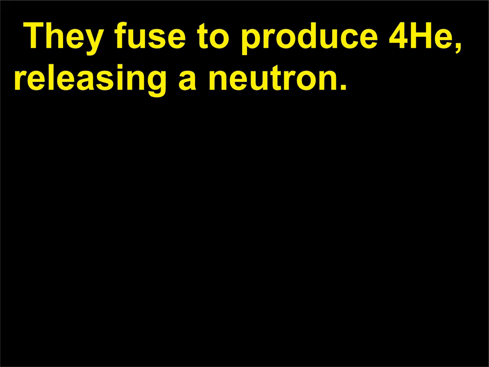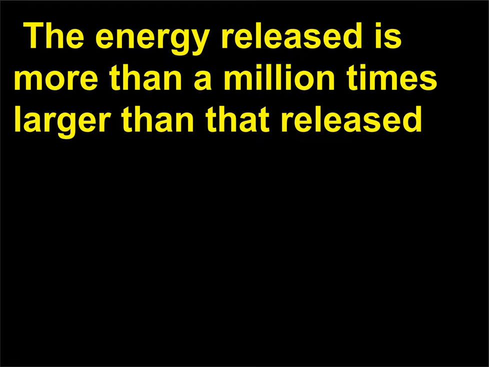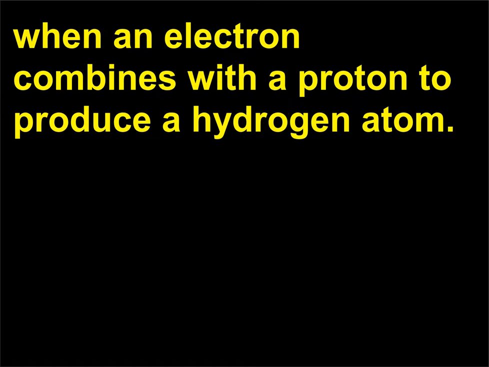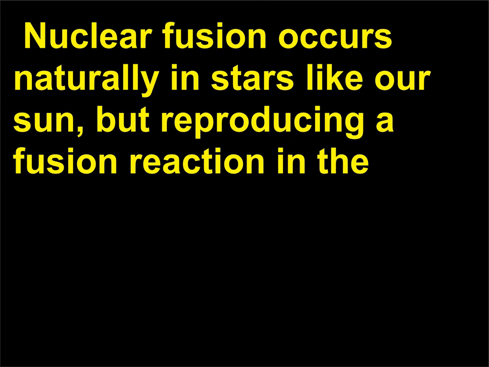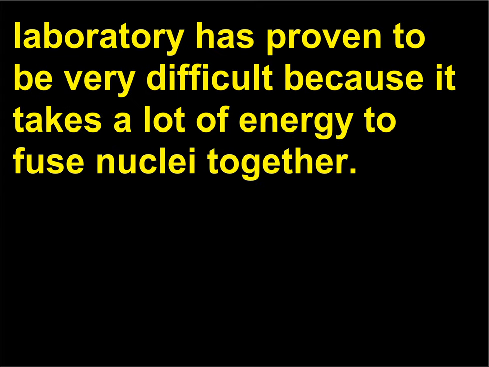They fuse to produce 4He, releasing a neutron. The energy released is more than a million times larger than that released when an electron combines with a proton to produce a hydrogen atom. Nuclear fusion occurs naturally in stars like our Sun, but reproducing a fusion reaction in the laboratory has proven to be very difficult because it takes a lot of energy to fuse nuclei together.